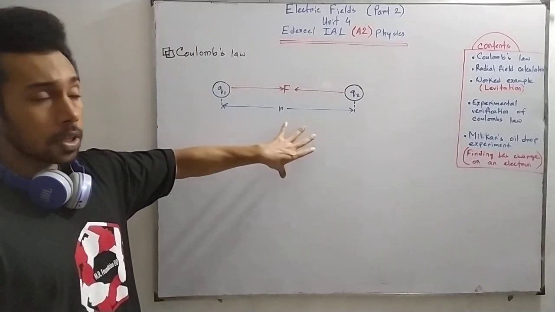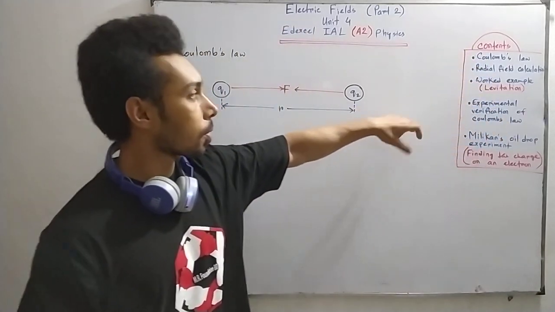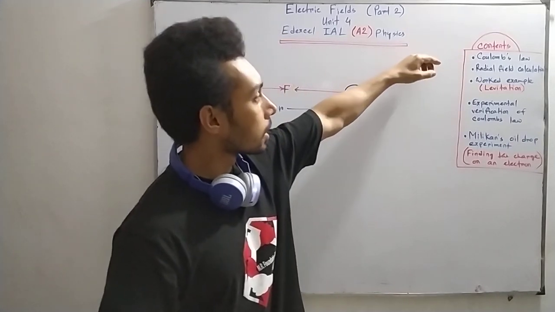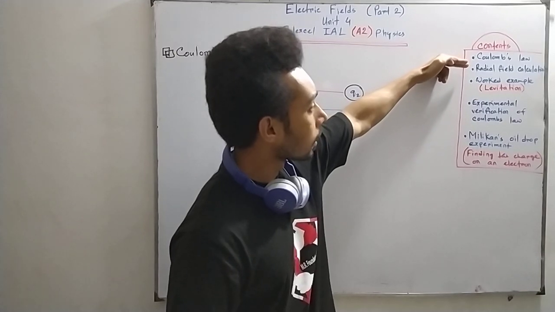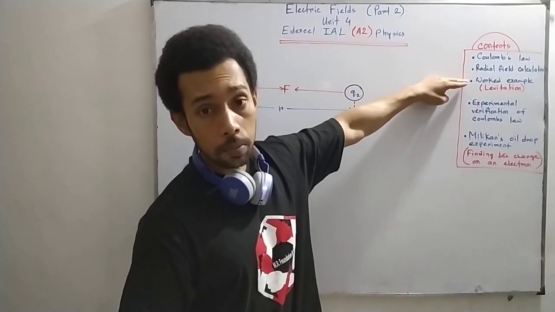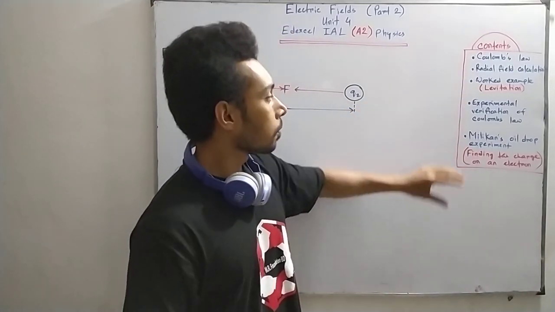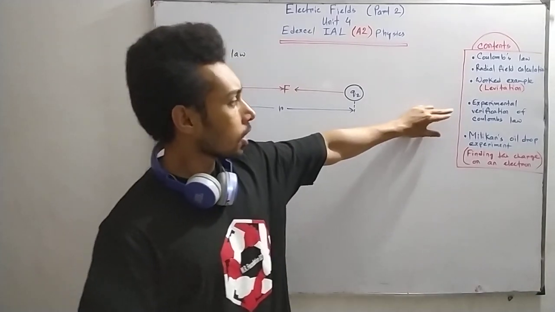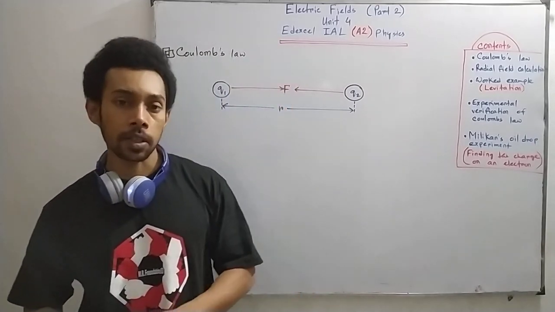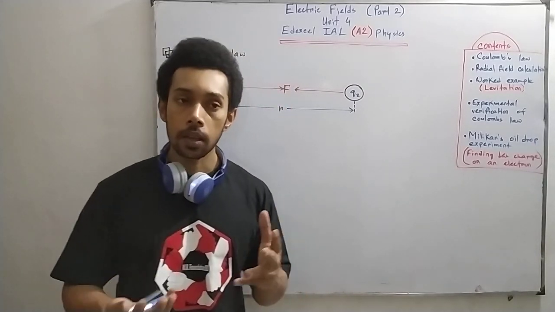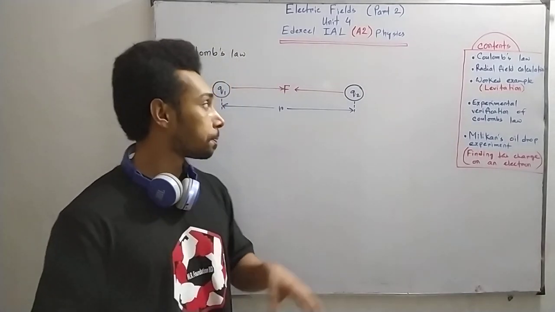Okay, and in this part of the video we'll be discussing these contents on this topic. First we'll discuss Coulomb's law, then we'll help you understand radial field calculation, a worked example about levitation, and two experiments. One experiment involves verification of Coulomb's law and the other is the Millikan oil drop experiment that he did to find out the charge on an electron. Okay, without wasting any time, let's get started.